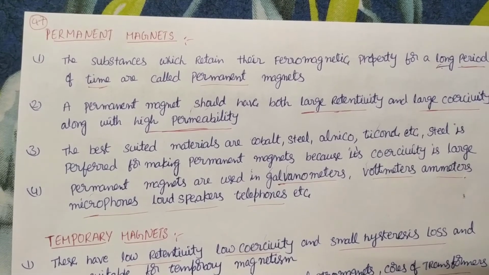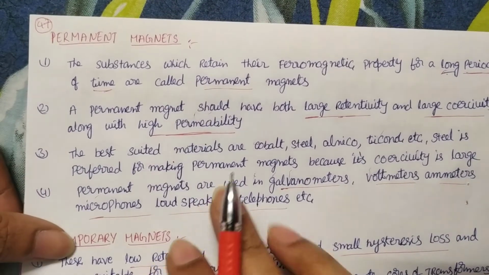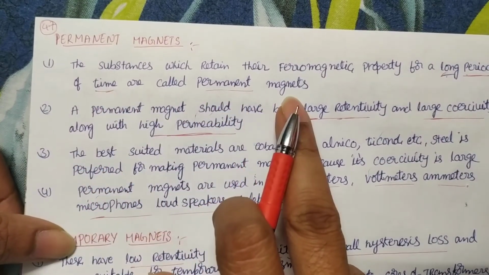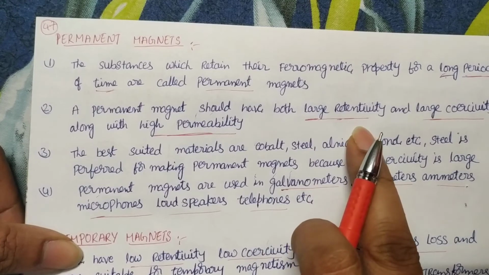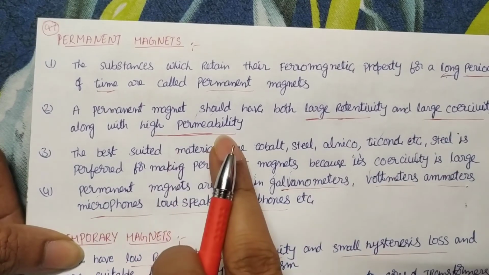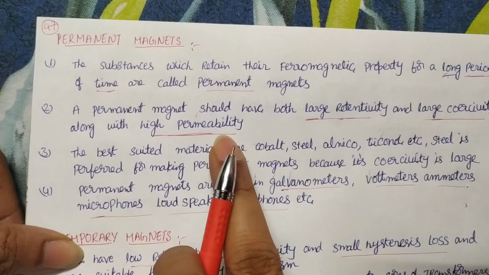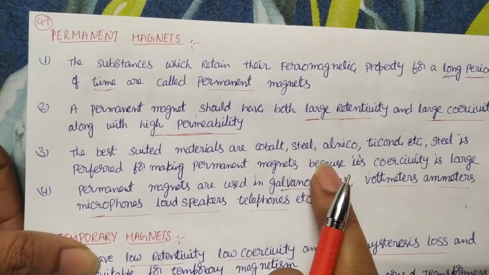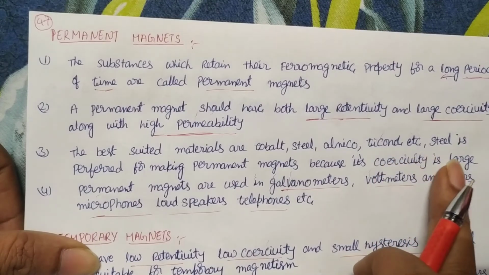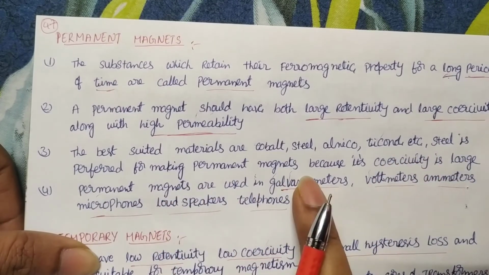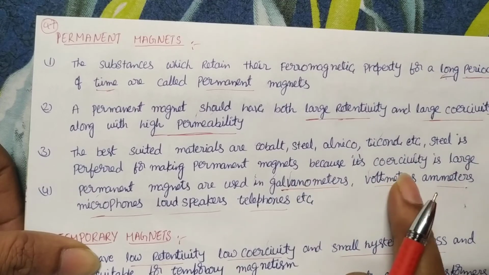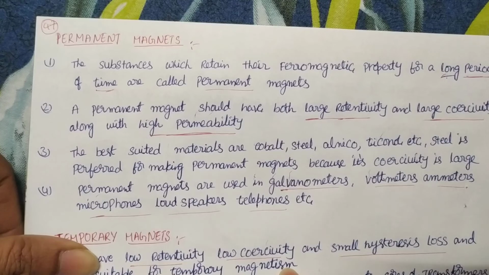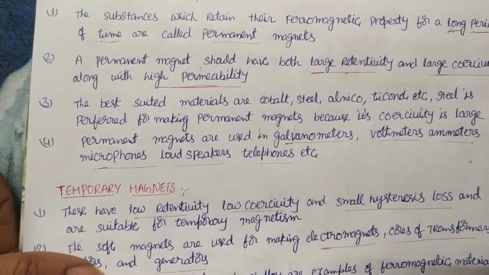That we'll see. Here you see an important point. What is a permanent magnet? The magnetic nature should stay with the material for a long time. It has large retentivity, large coercivity, and large permeability. High permeability should be there for permanent magnets. The best suitable materials for this are cobalt, steel, and like materials. Steel is preferred for making permanent magnets because of its large retentivity, large coercivity, and permeability, as we already discussed.